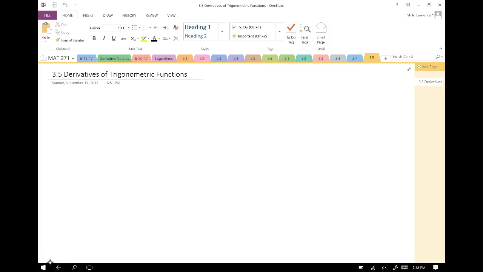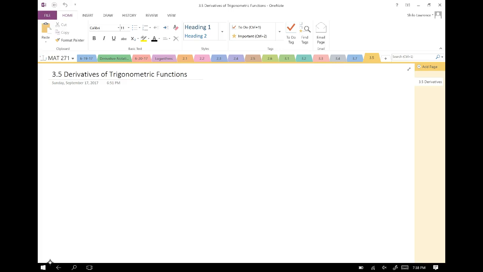In section 3.5, we're going to continue finding derivatives, and we're going to continue using our product rule and quotient rule and chain rule. What we're going to do here in 3.5 is we're just going to add some new functions that we're able to find the derivatives for, and that is our 6 trigonometric functions. So there are 2 of them that we're just going to memorize.